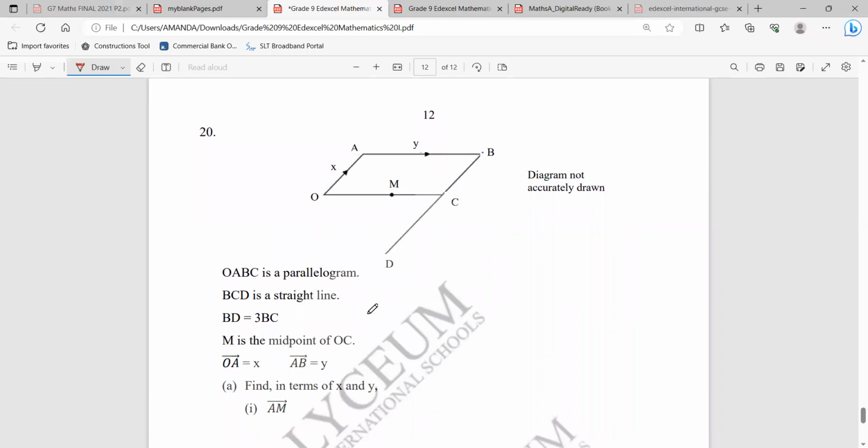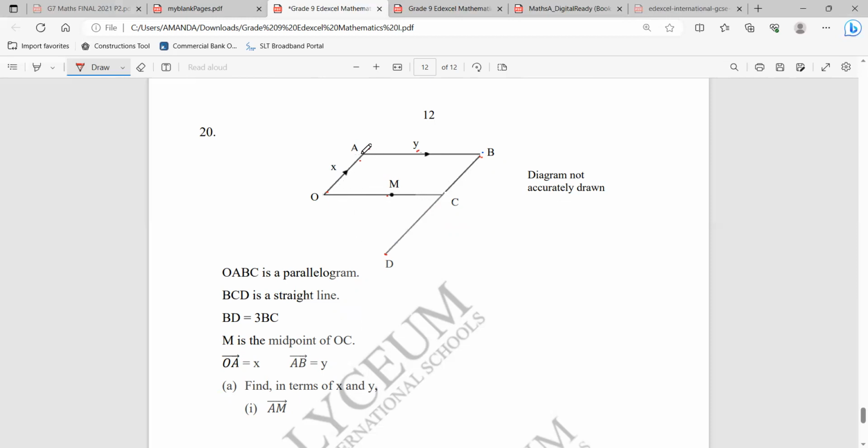OABC is a parallelogram. BCD is a straight line. BD equals 3 BC. M is the midpoint of OC. OA is x. AB is y. Find, in terms of x and y, AM.